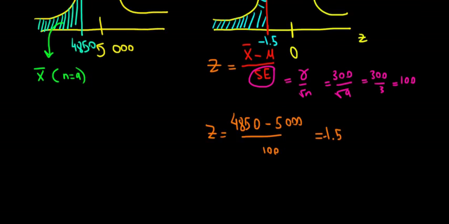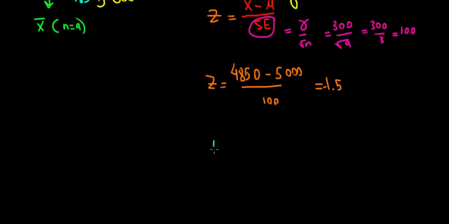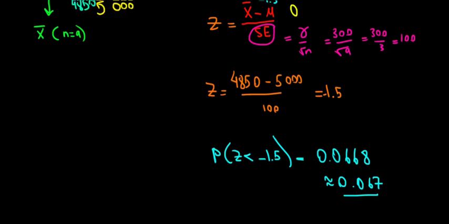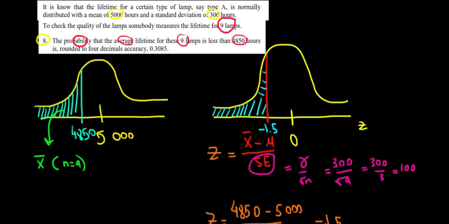So if we have a look in the z distribution, the probability that the z value is less than minus 1.5 is equal to 0.0668, which is approximately 0.067. So if we have a look at the answer key, the answer is 0.3085, and that's not the answer key, so it is false. And that's it, we are done.